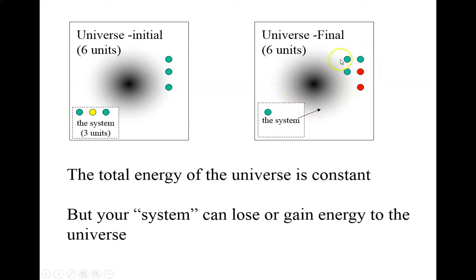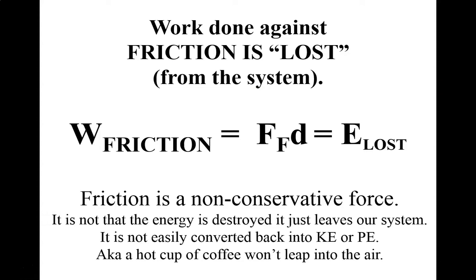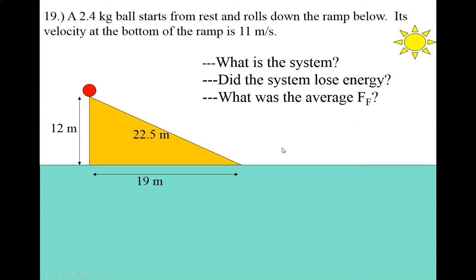Notice energy is still conserved in the universe, but our system may lose some energy, and that's fine. So work done against friction is going to be lost from our system unless we take into account heat. So if we do force times distance, where the force of friction is our force, then that equals the energy that's lost from our system. So if we know the energy lost and the distance, we can calculate the force of friction. So here's an example of a system that we're gonna look at.